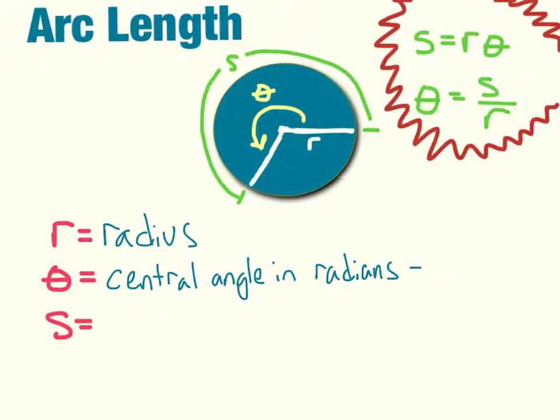and a little note, the direction matters. So if I go counterclockwise, it's positive. If I go clockwise, it's negative. And then s is the arc length.